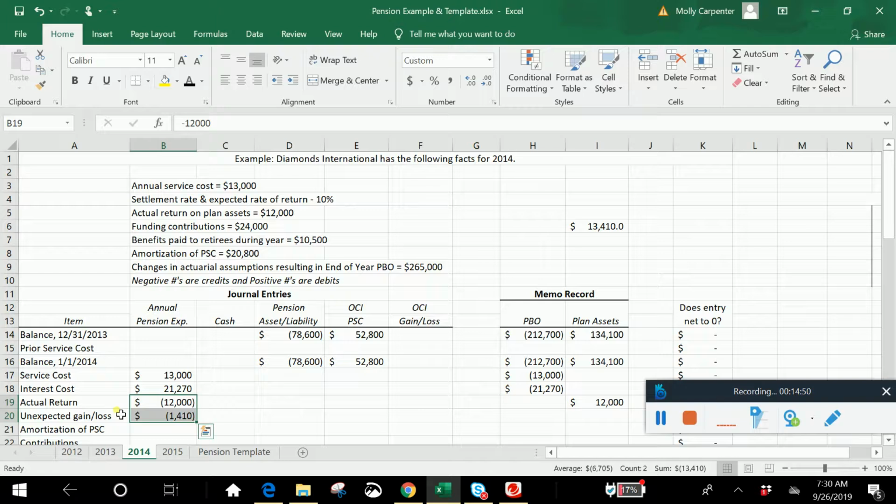Now we know that our actual return was only $12,000, so that means that in this situation we have an unexpected loss, and the offset to that unexpected loss is going to go into OCI gain loss. And remember that it's going to sit here. It's going to be netted against other gains and losses relating from changes in the liability, and then we're going to have to do that corridor test over time.